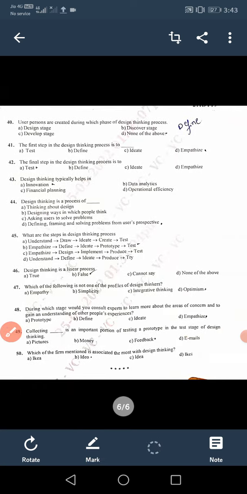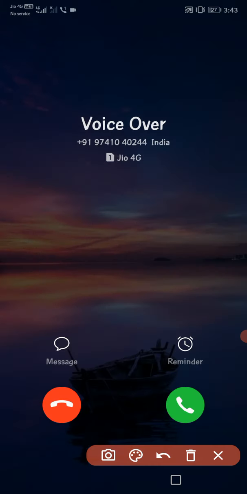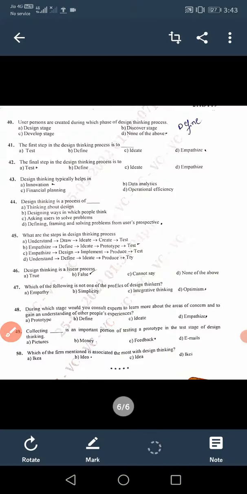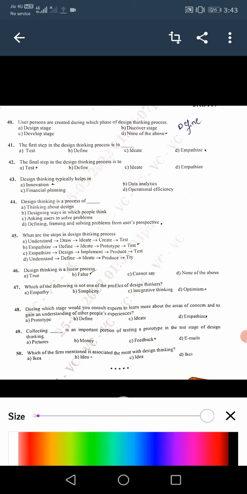Next, we'll see the last page. 40. User personas are created during which phase of the design thinking process? So it is none of the above. The actual answer is define. I have not given it, so it is none of the above.